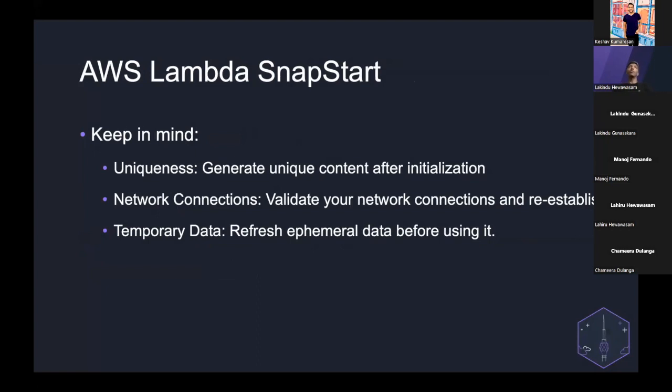And you might be wondering now, when you cache something, it can't be all good. For example, keep in mind that you might have to move your unique code. If you're generating some kind of log ID or something, you might have to move it out of the initialization phase, because once you cache it, it's there in the cache. And if you have network connections, keep in mind that network connections may not persist in the cache. So you might have to reestablish them in your function code.